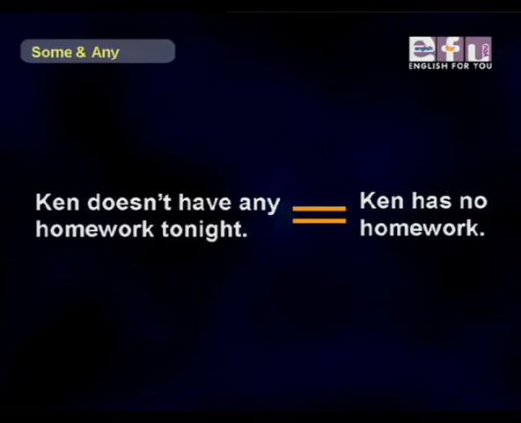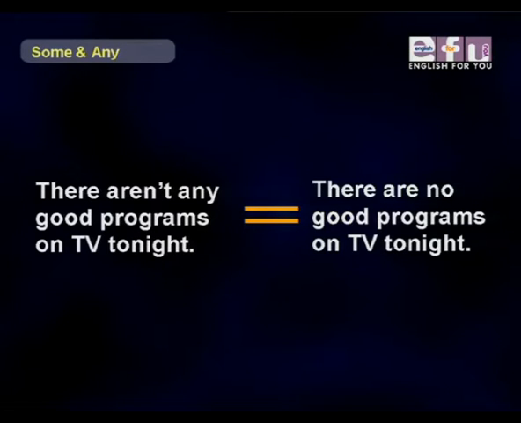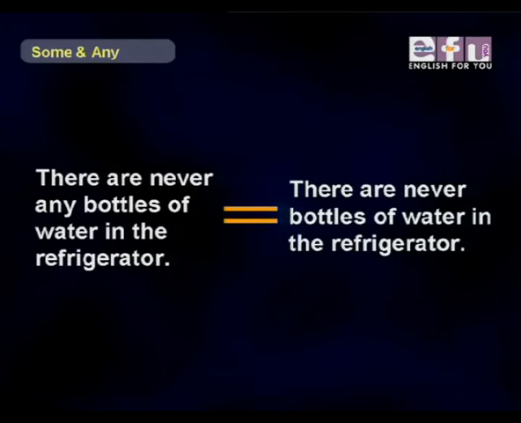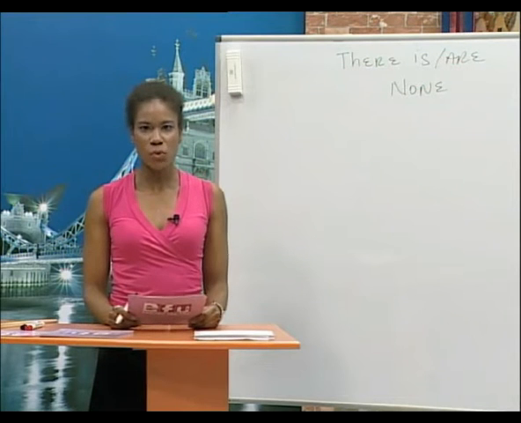Ken doesn't have any homework tonight. Means the same as Ken has no homework. Different example. There aren't any good programs on TV tonight. This is the same as there are no good programs on TV tonight. Another example. There are never any bottles of water in the refrigerator. Means the same as there are never bottles of water in the refrigerator.